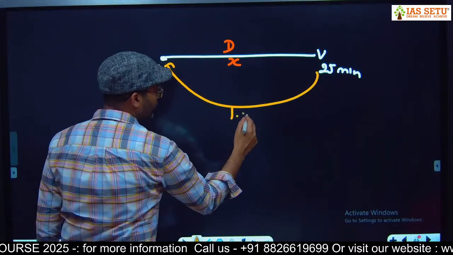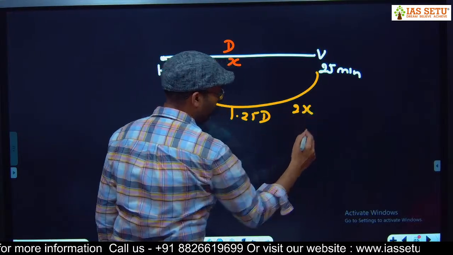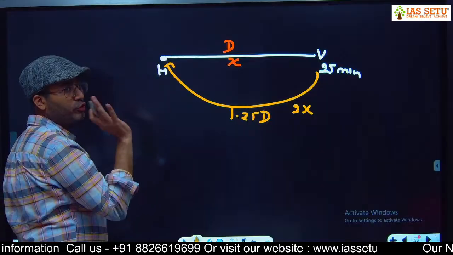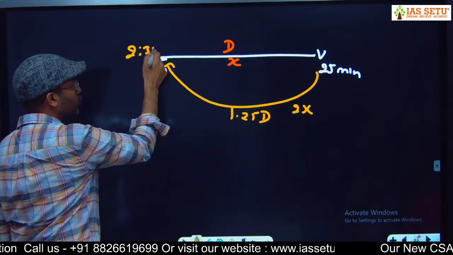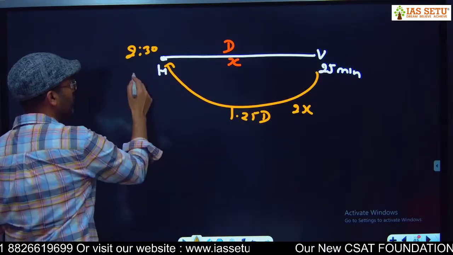which is 1.25d in a distance, but your speed will be double here, 2x. And you reach this place at 4 o'clock. You start at 2:30 according to your home clock. अपनी घर की क्लॉक के हिसाब से आप 2:30 जा रहे हो और 4 बजे पहुंच.